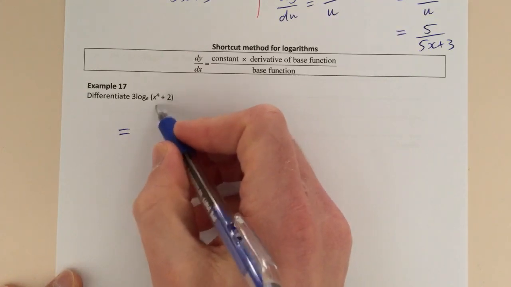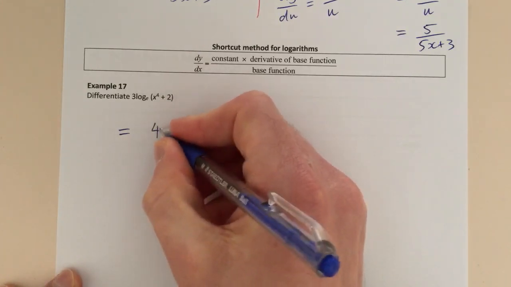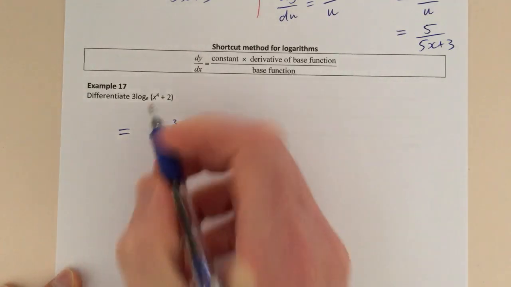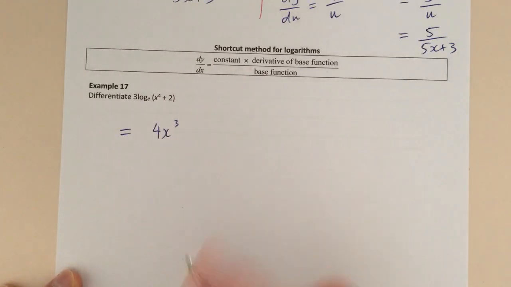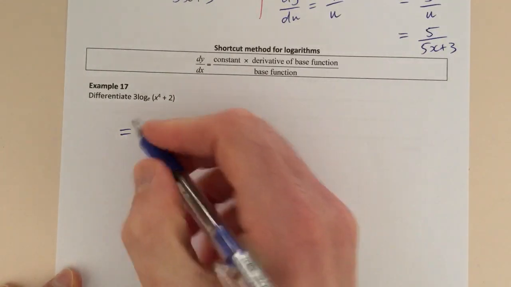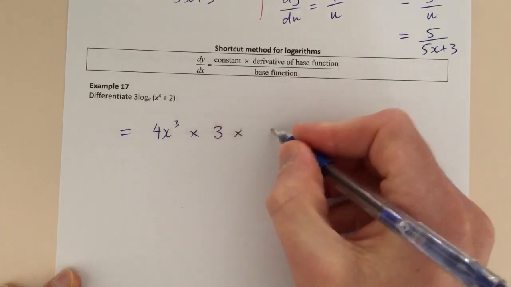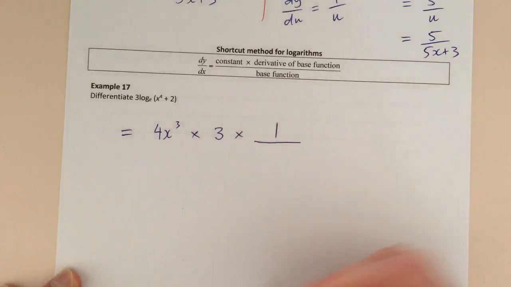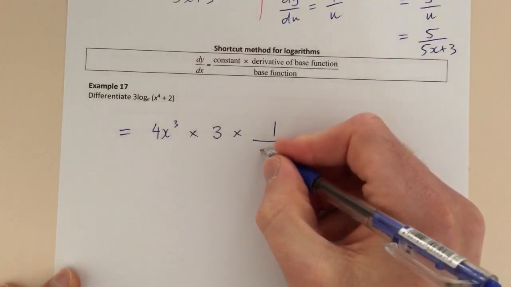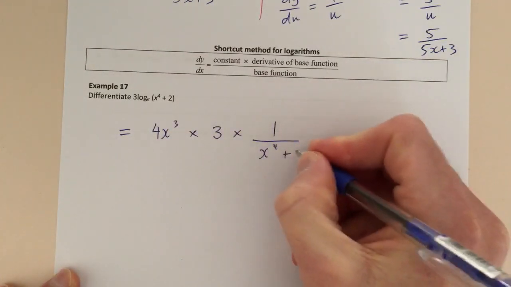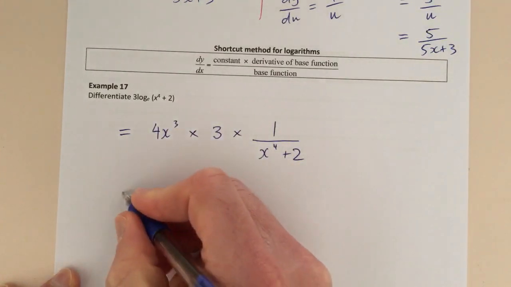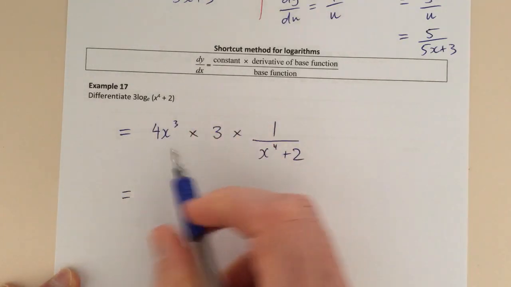And the derivative of x to the power of 4 plus 2 is 4x cubed, right? Just multiplying by the power, subtracting 1 from the power, times, now the constant is still going to be there, that 3, right, times 1 over whatever was in the bracket to start with, which is x to the power of 4 plus 2. Okay, and then you sort of tidy it up and you can bring everything together.